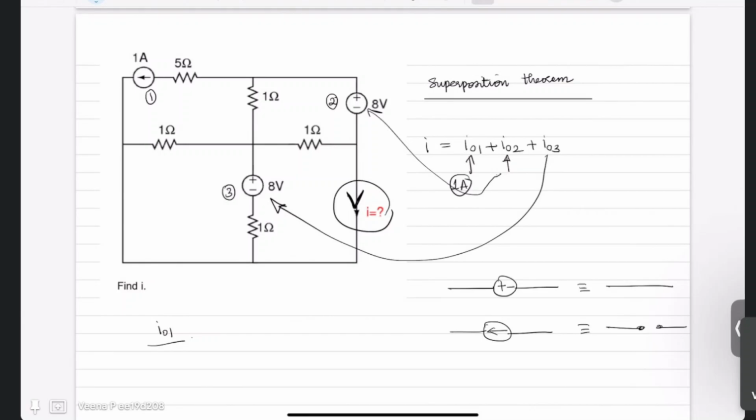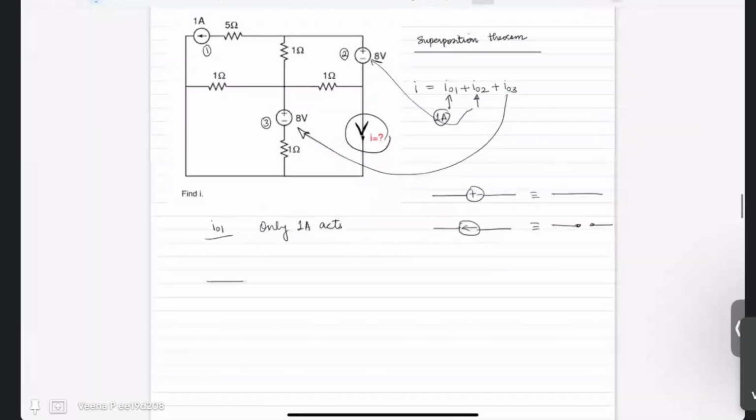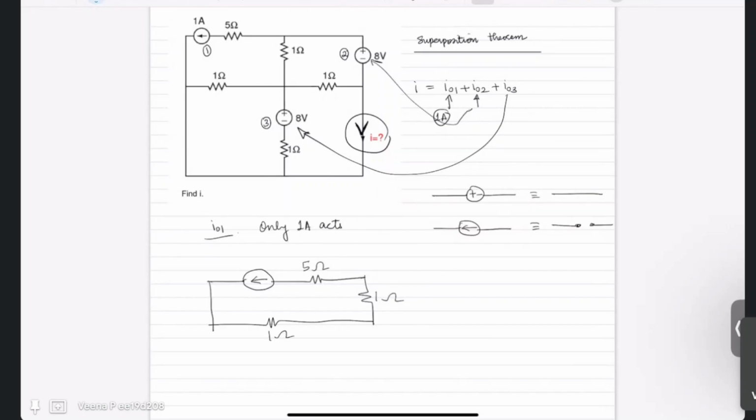So in the case of I01, it is a case when only 1 ampere acts. There is only 1 ampere source in the circuit, and you have your 5 ohm, then you have your 1 ohm, then you have another 1 ohm. You have an 8 volts source, which you will replace with a short circuit.